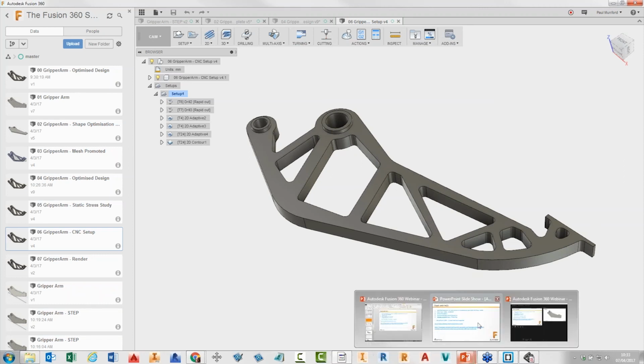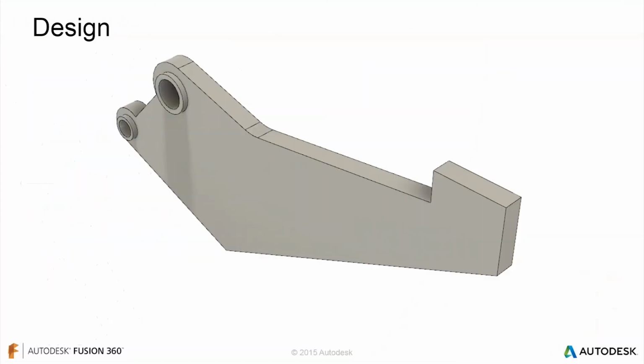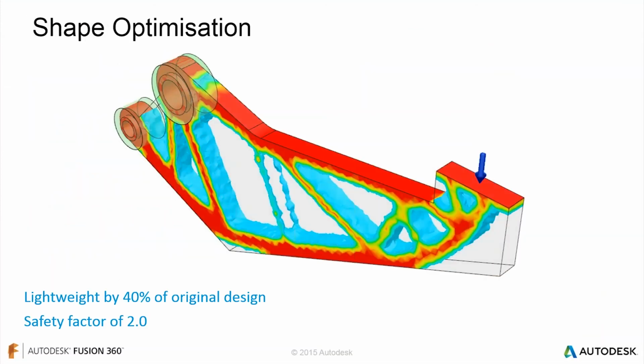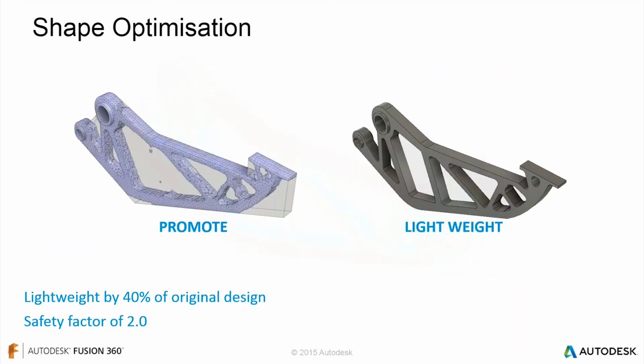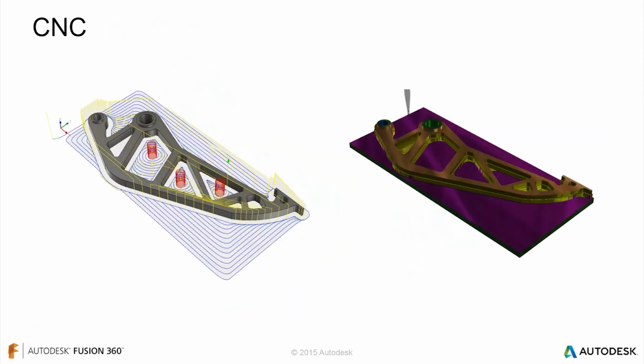So we went from design, shape optimization. We set a target of 40% with a safety factor of 2. We promoted the shape up into the modeling environment, and then we used that shape so we could lightweight our part. And then we cloned the same study and did a test of that study with a static stress just to make sure that our part did actually conform with our original requirements. And then finally we ran our CNC and we used the toolpaths in Fusion 360 to create our CNC code.